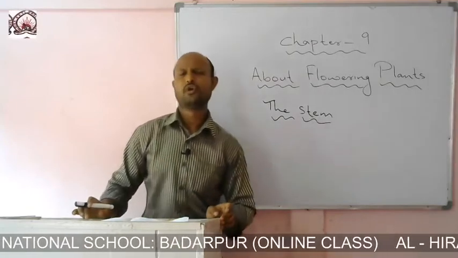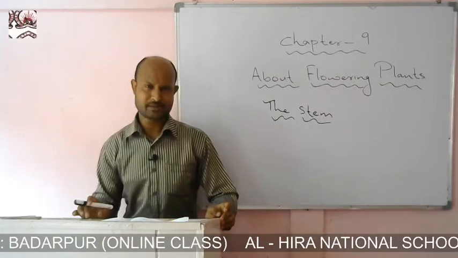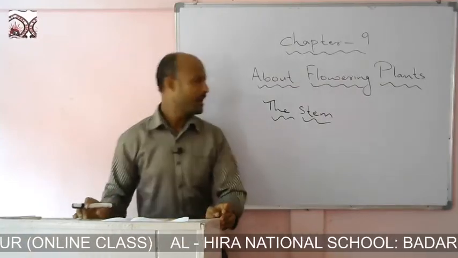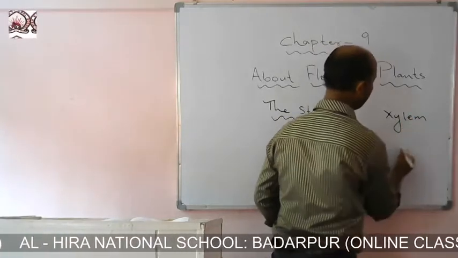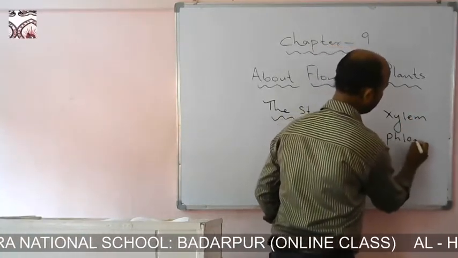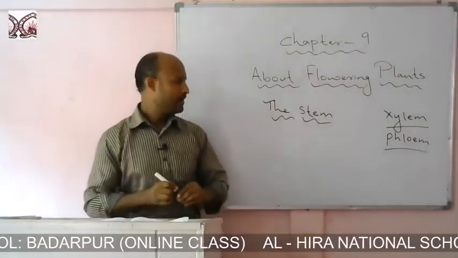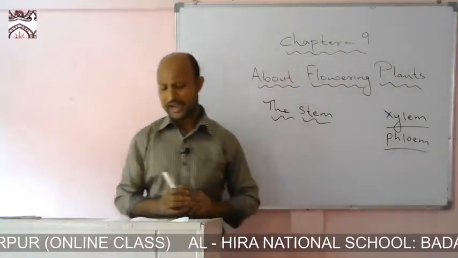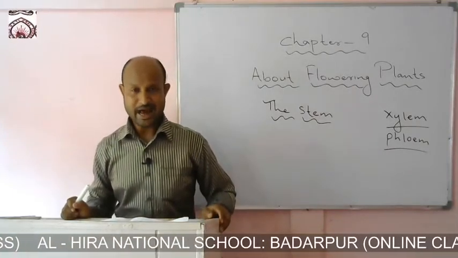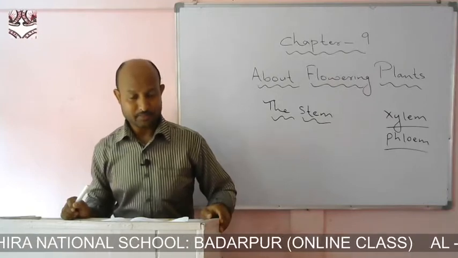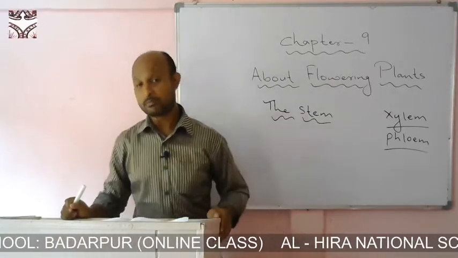And the third function of the stem is that inside the stem we find two sets of pipelines, and these two sets of pipelines are known as the xylem vessel and the phloem vessel. So let us learn about xylem first. This xylem vessel is a set of pipelines which is found inside the stem. It helps in transporting water and minerals from the soil to all the other parts of the plant.